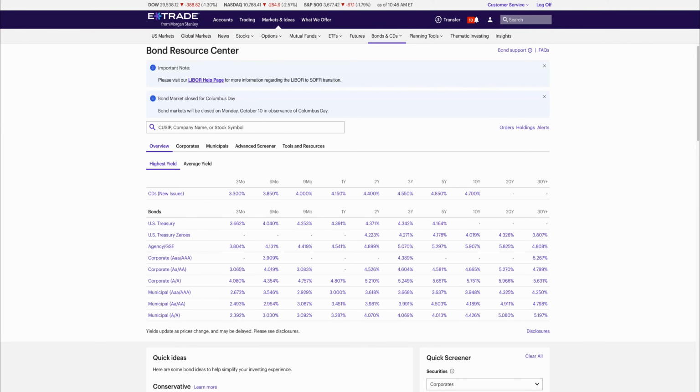You have the option to pick between corporate and municipal bonds, as well as to click Advanced Screener and pick your ideal rates and click Search.